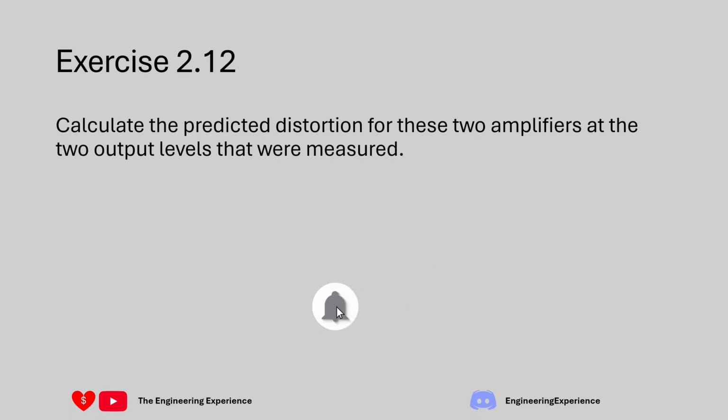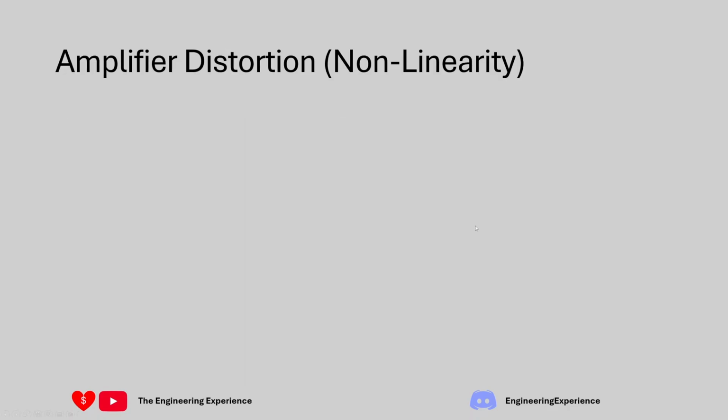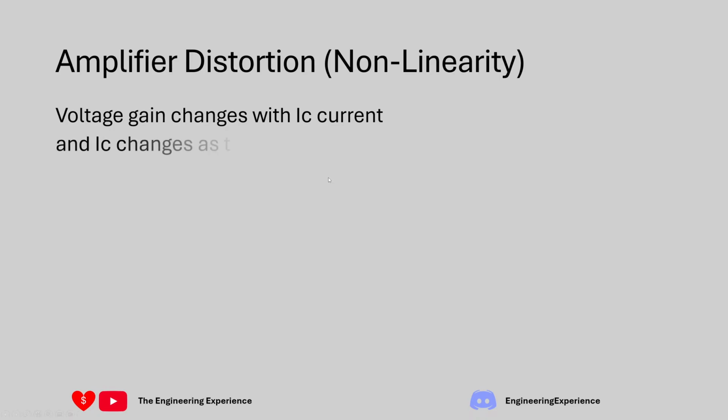The two amplifiers that the question is talking about are one with a grounded emitter and a second one with a resistor added between the emitter and ground. First of all, let me quickly explain what the distortion is talking about. The voltage gain of an NPN amplifier changes with the current through the collector, and as the collector current changes, the output signal also changes.